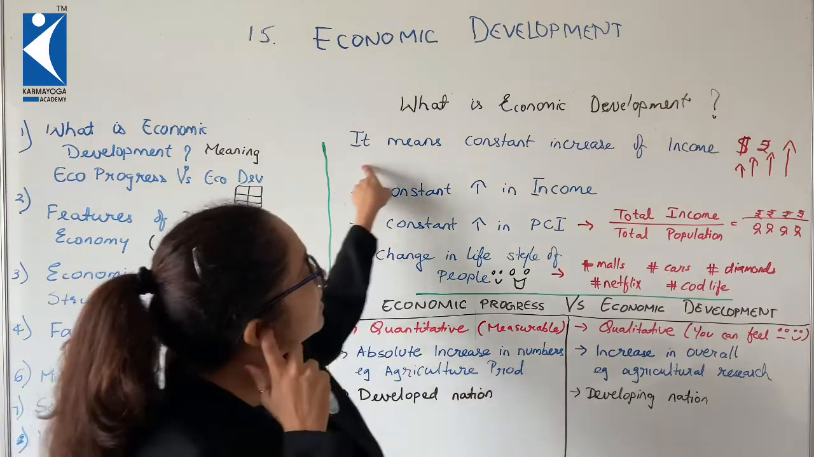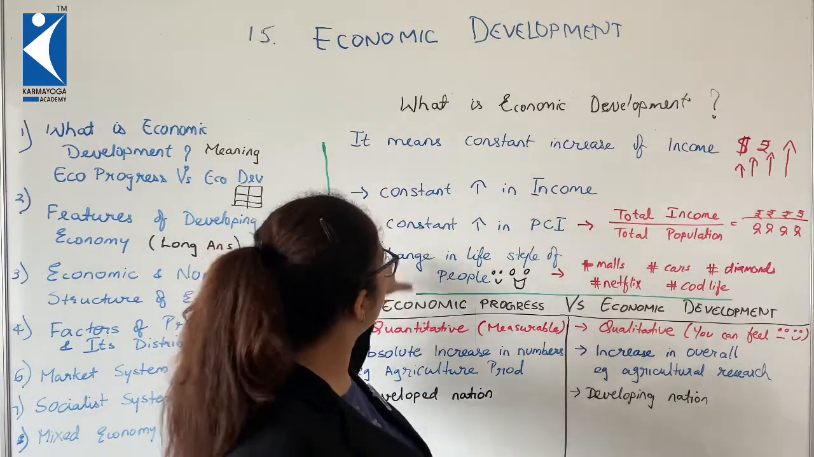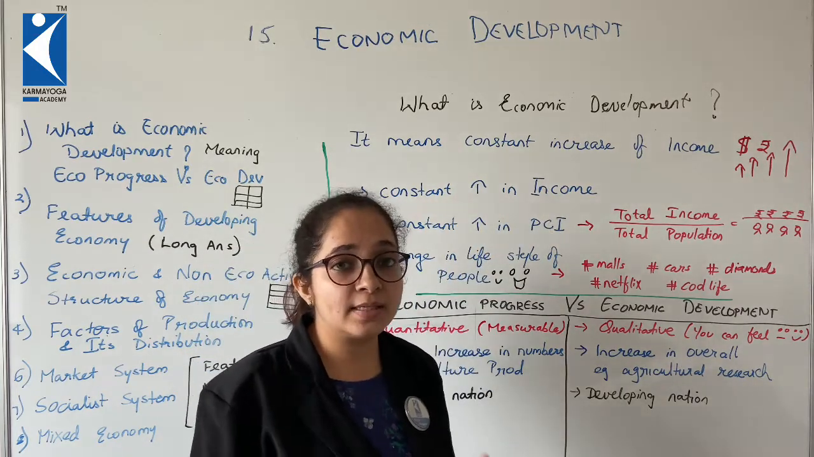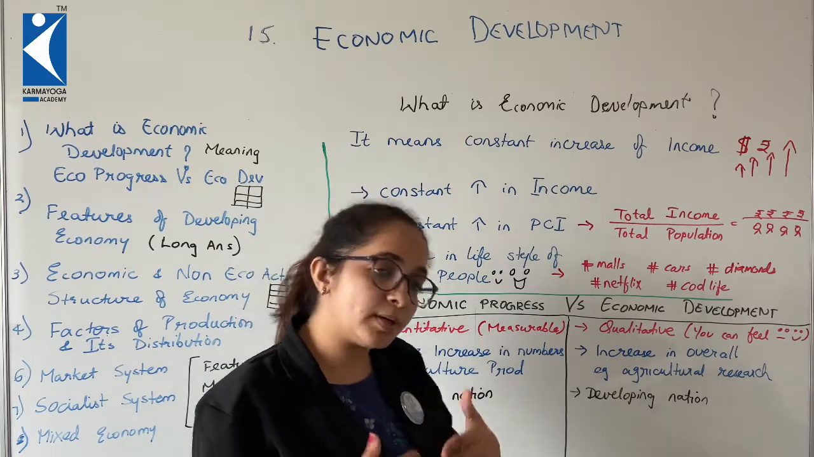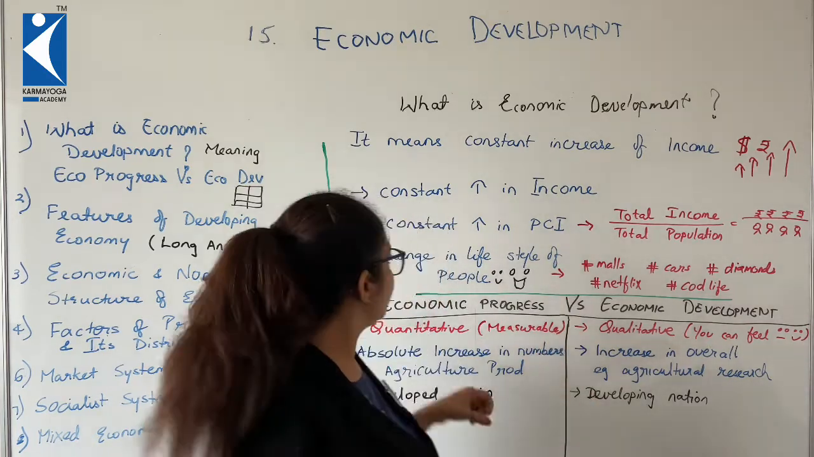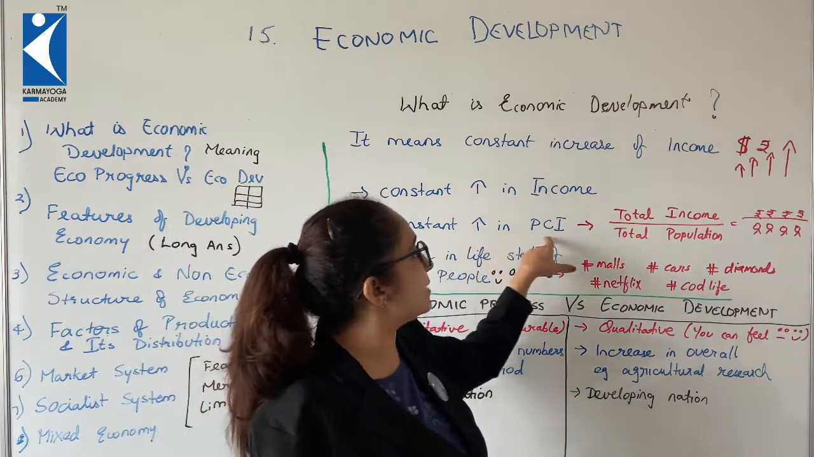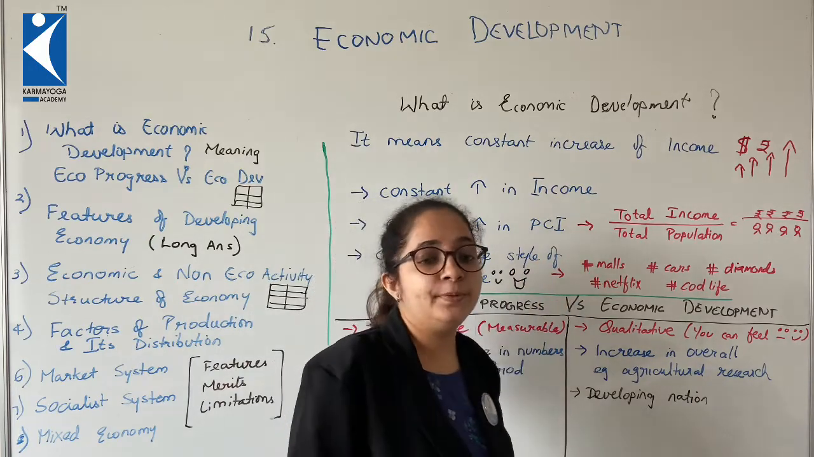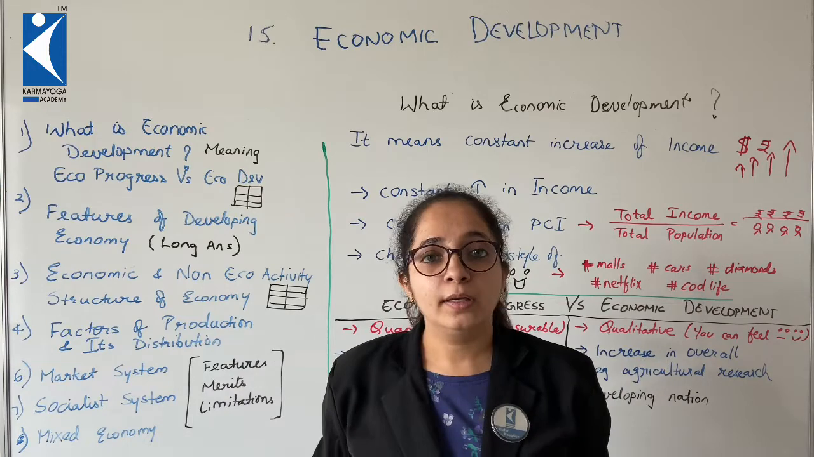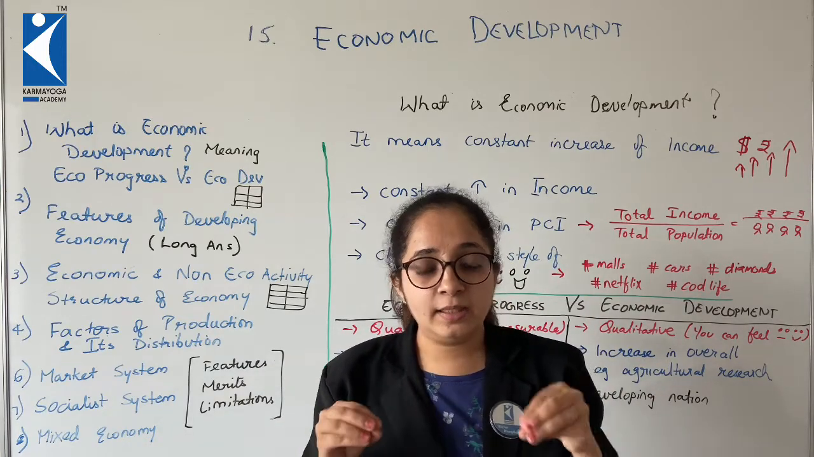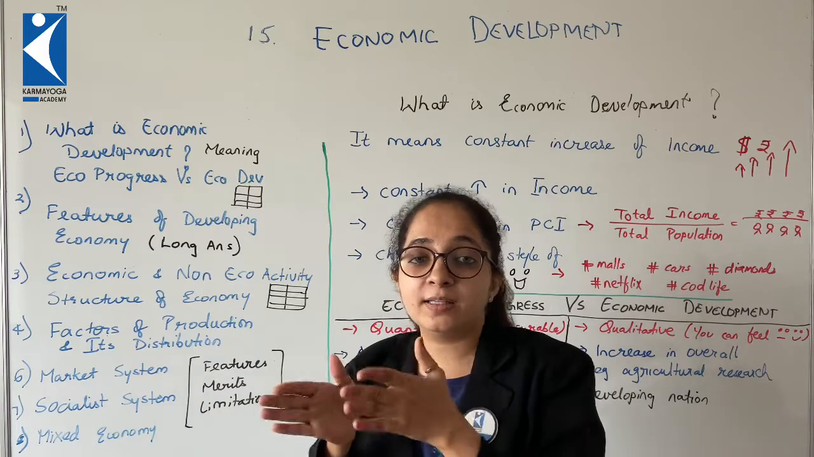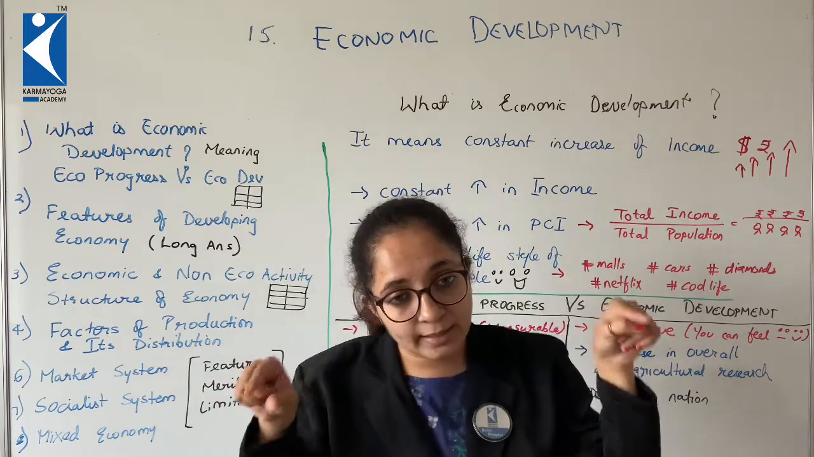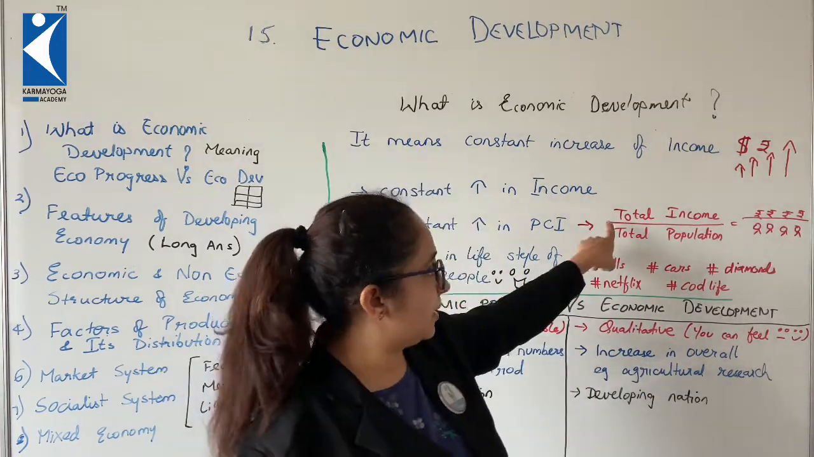Now this much is not sufficient. You need to understand three things. First one, as it is mentioned, when there is constant increase in income, we say that the country's economic development is taking place, or maybe a person is economically getting developed. Then comes constant increase in PCI. PCI is per capita income. Say for example, you are 10 friends, and each one has a different income. Suppose one is making 1000 rupees per day, another 1500, another 2000. So when we combine the income of all 10, it is known as total income.